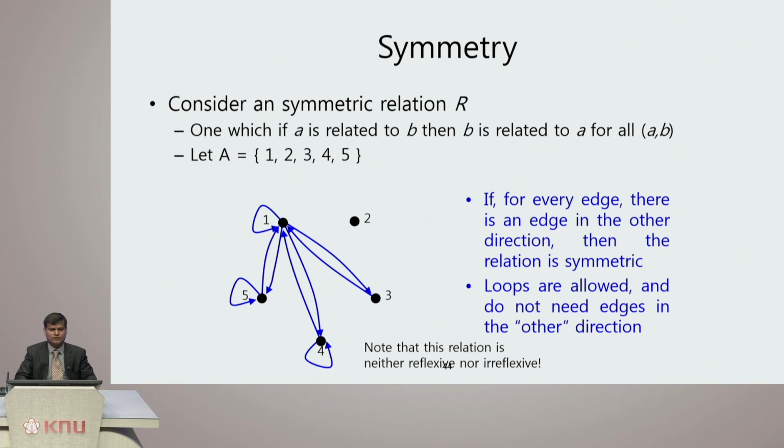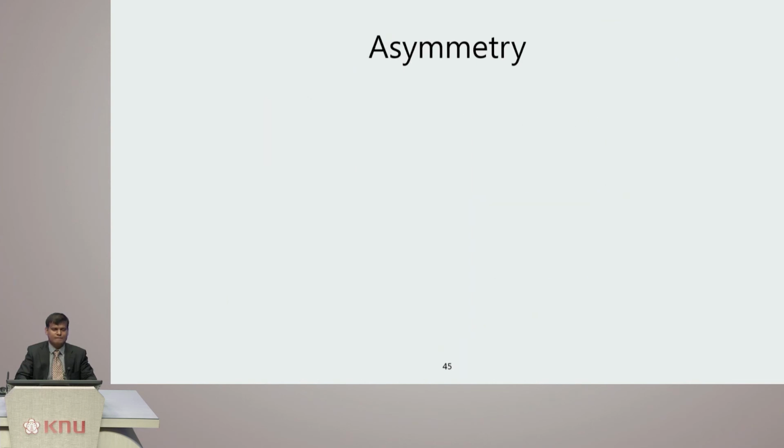So this relation is neither reflexive nor irreflexive. So we can think about that as well. Here is one: this is called anti-parallel pairs. That's why we have this relation.